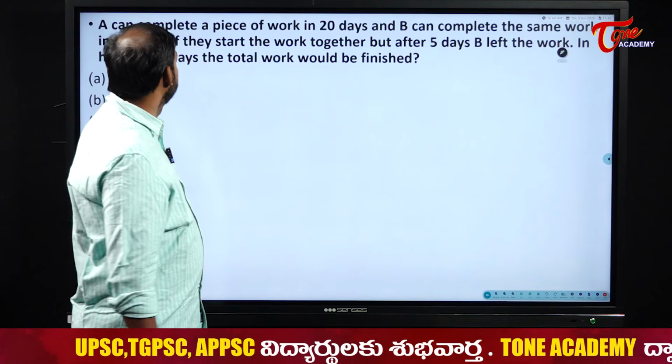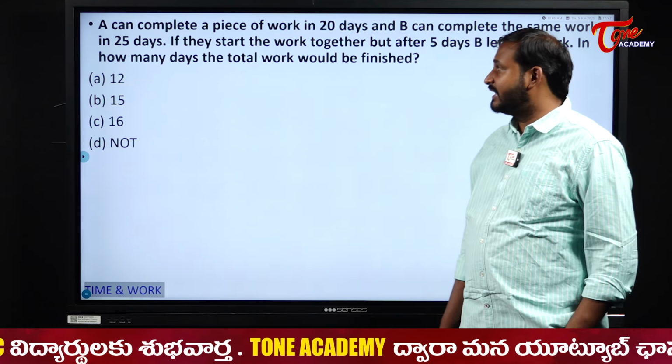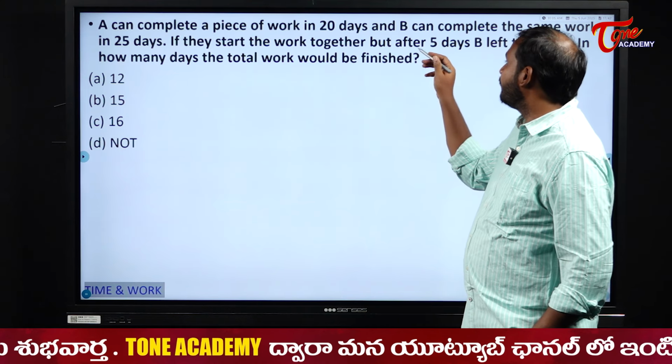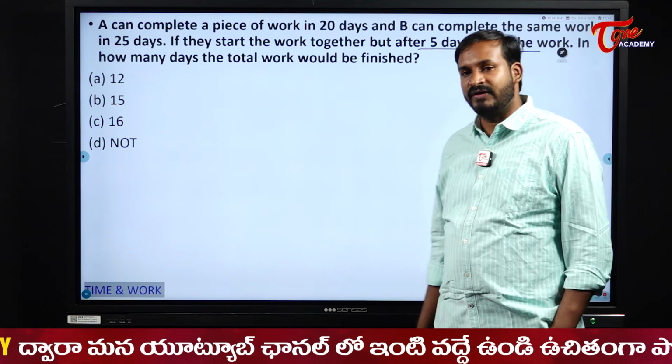Now, see the next one. A can complete a piece of work in 20 days. B can complete the same work in 25 days. If they start the work together, but after 5 days, B left the work. In how many days the total work would be finished?